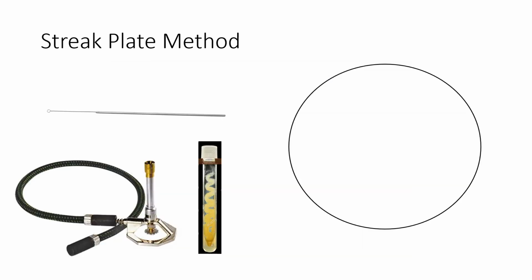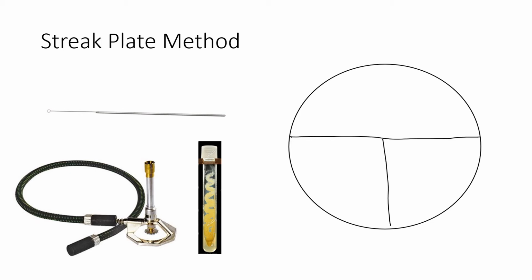I want to go over the method in a little bit more detail on how to do the actual streaks on the plate. So of course you need your Bunsen burner, your loop, and your bacteria, and then here is your plate. One of the first things you might want to do is to draw a T on the plate, because this can help guide you with your streaks, because you don't want to cross over into previous streaks.